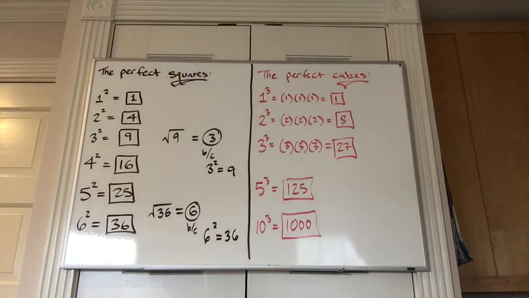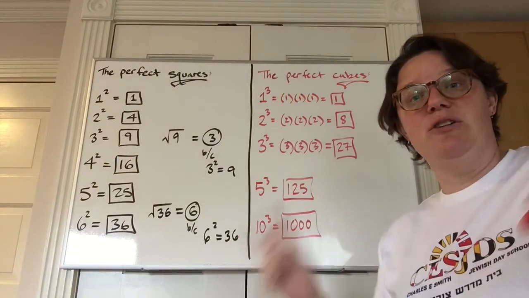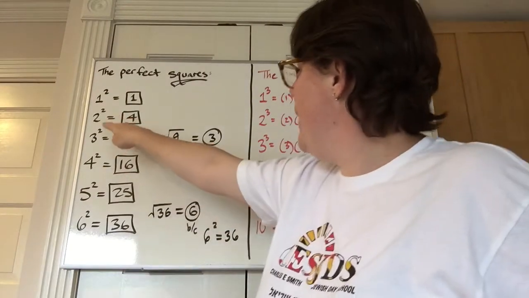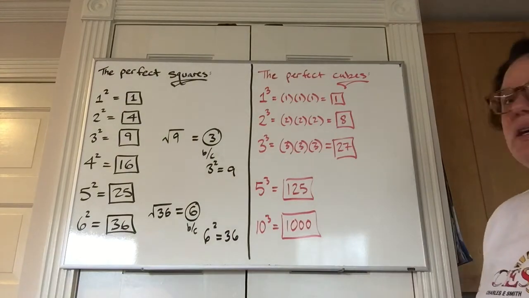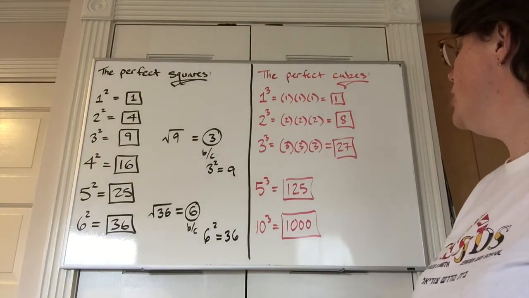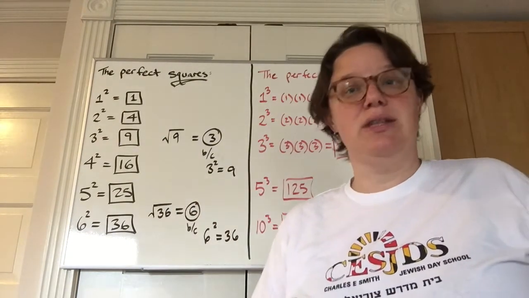But the real reason I bring this up is not just to show you how to cube. You guys already know how to do that. It's to do the opposite of cubing. So if the opposite of squaring is to take a square root, the opposite of cubing is to take what's called a cube root. So a cube root is asking the question, what cubes to make this number?